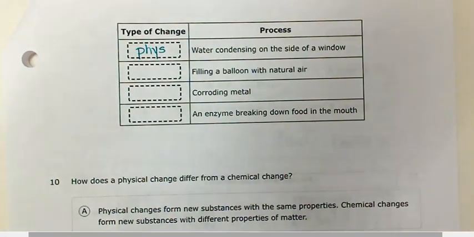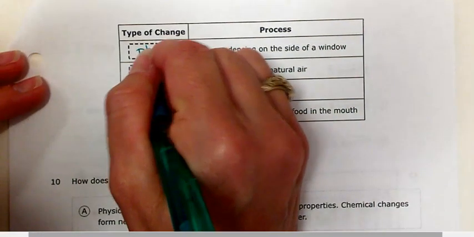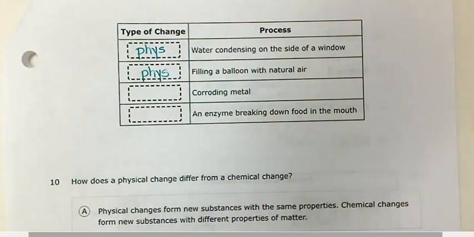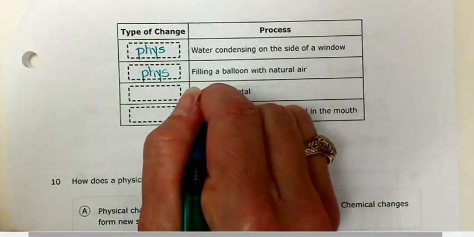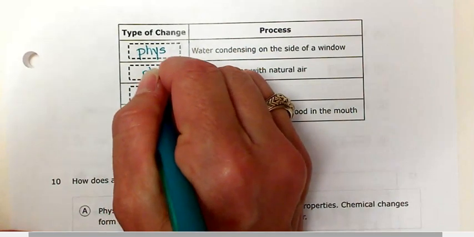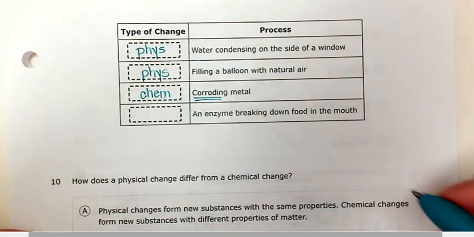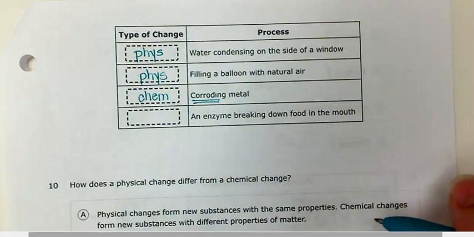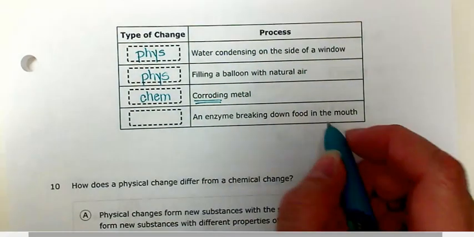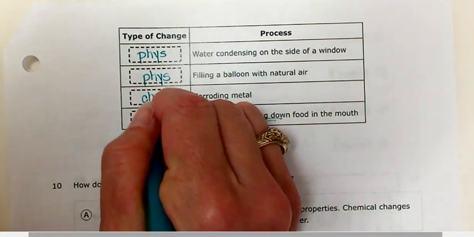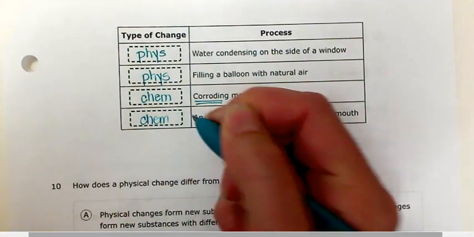Filling a balloon with air. That's just physical change. You're just taking the air that was outside the balloon and putting it inside the balloon. Corroding metal. Corrode. That's another verb that indicates a chemical change. You can't uncorrode metal. You can sand the corrosion off, but you can't uncorrode it. An enzyme breaking down food in the mouth. Enzymes are things that speed up chemical reactions, so that's a chemical change.